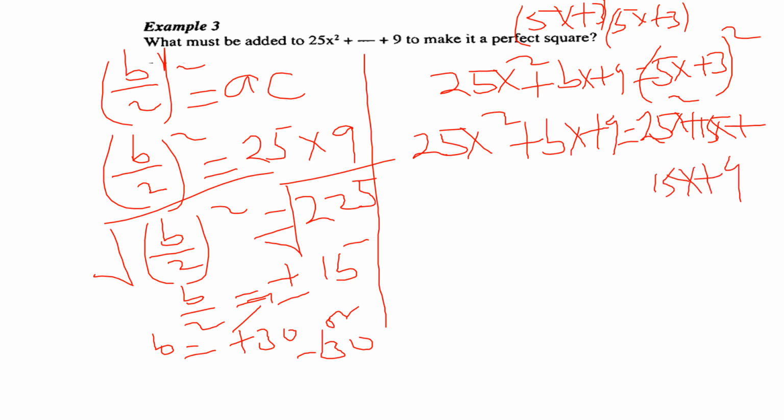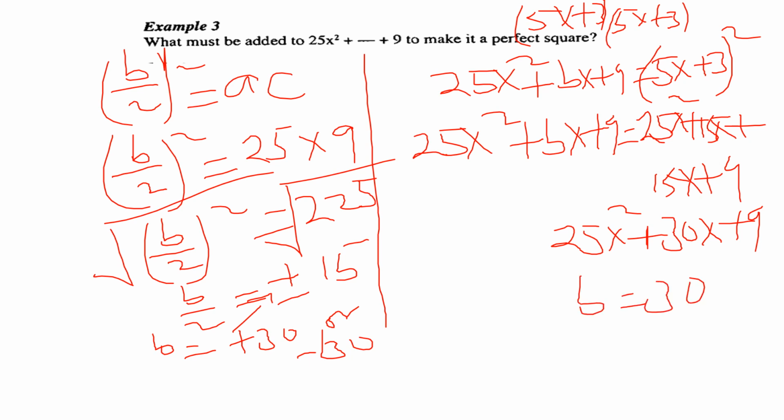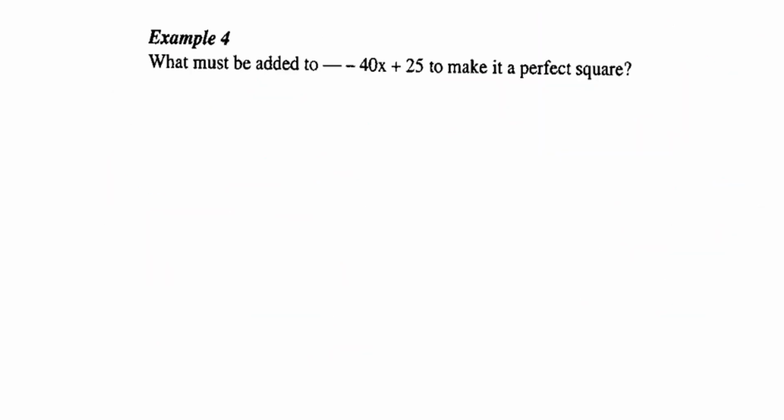So remember, at the end of the day here we are going to have still 25x squared then plus maybe that x and then plus 9. So you can see our b there in that case is 30, which means you can either take it as a positive or a negative. So you can go to the next one. In this other one we have maybe negative 40x plus 25.